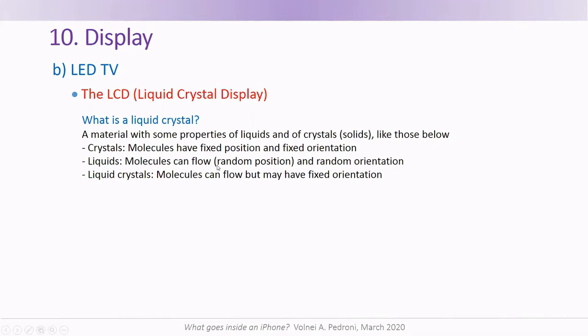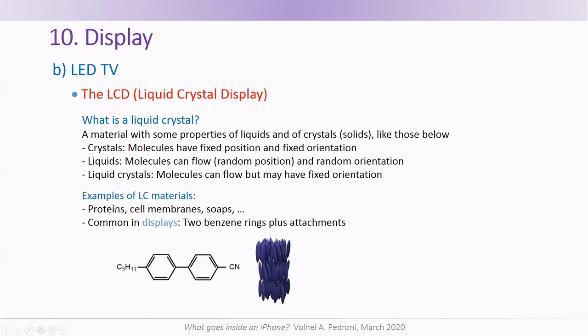In crystals, the molecules have fixed position and fixed orientation. In liquids, the molecules can flow, so they have a random position and random orientation. In liquid crystals, the molecules can flow, but they may have fixed orientation. Examples of liquid crystal materials are proteins, cell membranes, soaps, and many more. But for displays, the typical material is these two benzene rings with attachments.